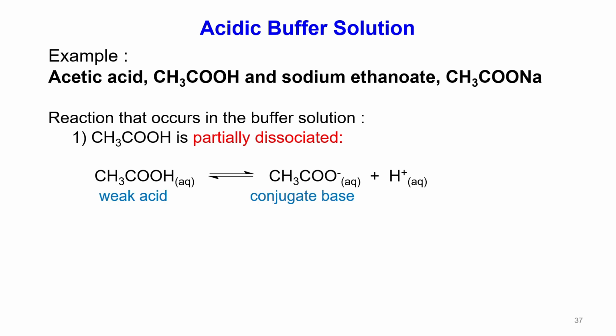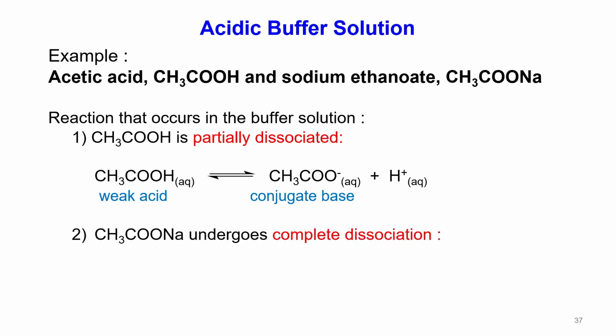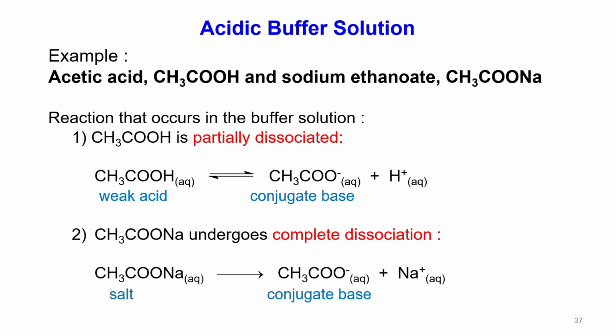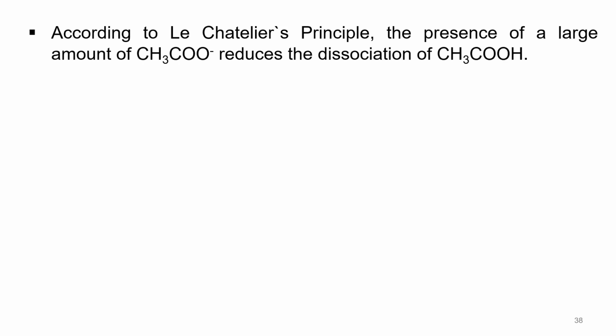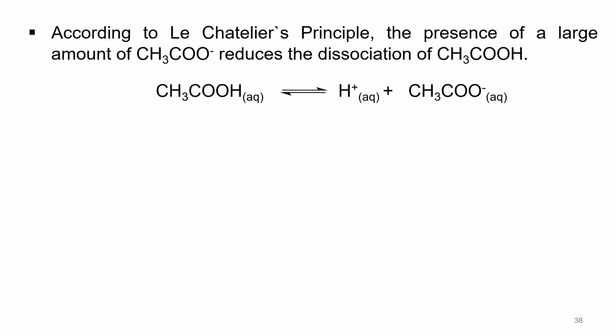Jadi weak acid akan produce conjugate base. Then CH3COONa undergoes complete dissociation. Jadi kalau dia undergoes complete dissociation, it will produce CH3COO minus dan juga Na plus. Jadi salt dan juga conjugate base. According to Le Chatelier's principle, the presence of large amount of acetate ion reduce the dissociation of CH3COOH, okay, acetic acid. Jadi acetic acid dia akan dissociate kepada H plus dan juga CH3COO minus.